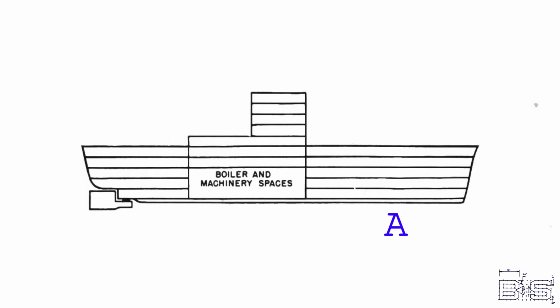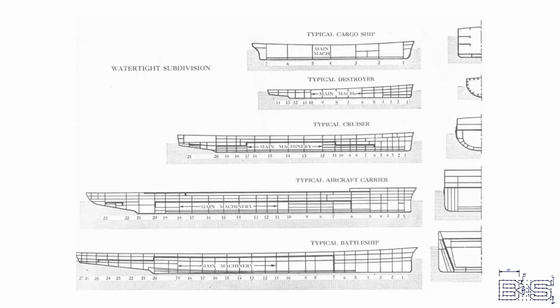If there is no separation between engine rooms and boiler rooms, you will have a 3-division ship. In a 3-division ship, B makes up the machinery spaces, which includes the boiler and engine rooms, and C is for the remaining section aft. There are many more subdivisions in a typical battleship that extend all the way up to the main deck.